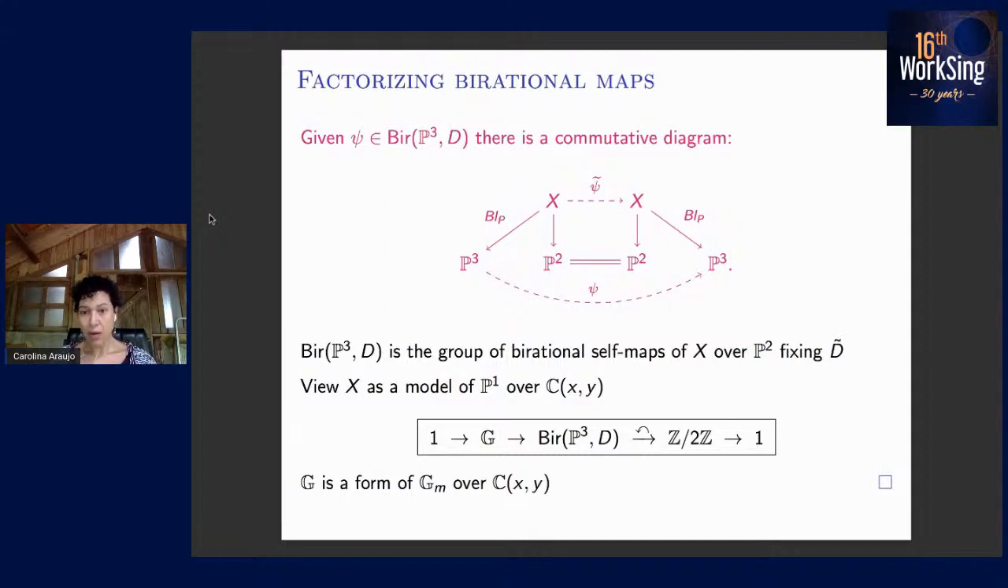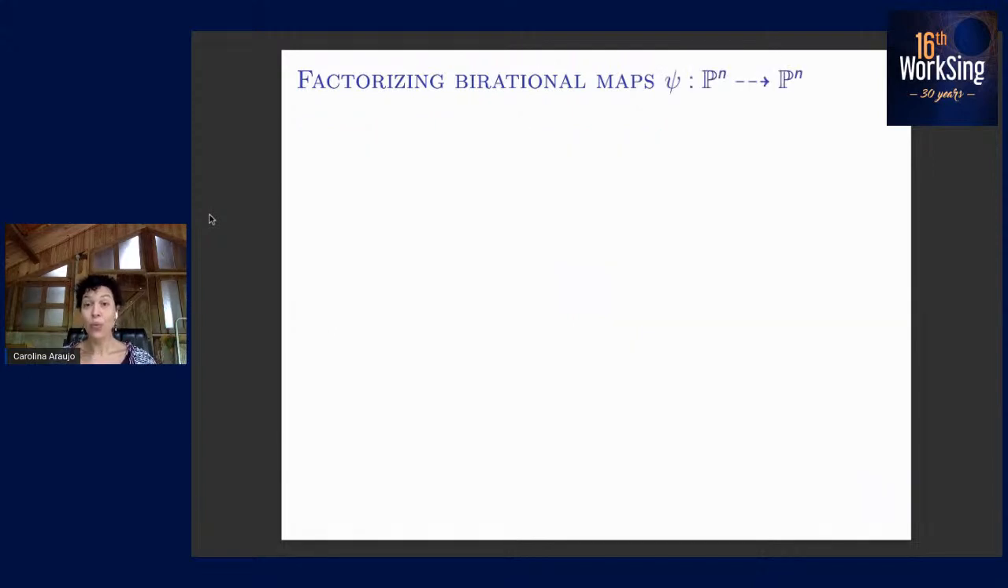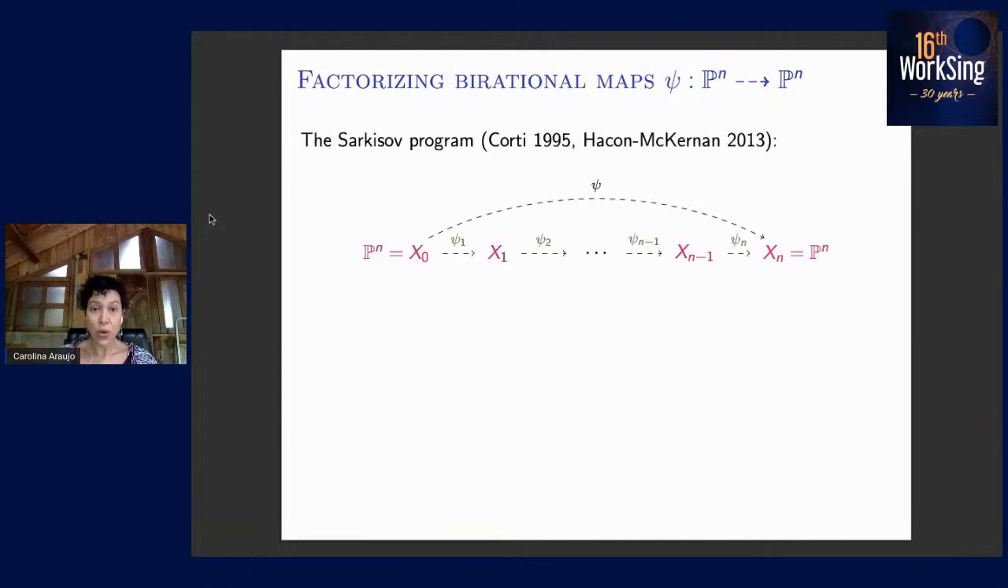Okay, so now let me move on to discuss how we factorize a birational self-map of Pn. And now this is an old story. For any birational self-map of Pn, we have what is called the Sarkisov program. This was proved by Corti, following the ideas of Sarkisov, in 1995 in dimension 3, and generalized to arbitrary dimension by Hacon and McKernan in 2013. So what they prove is the following.